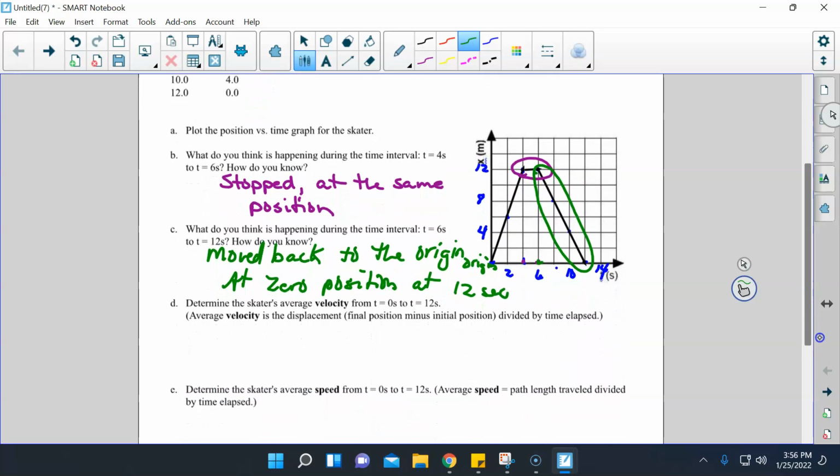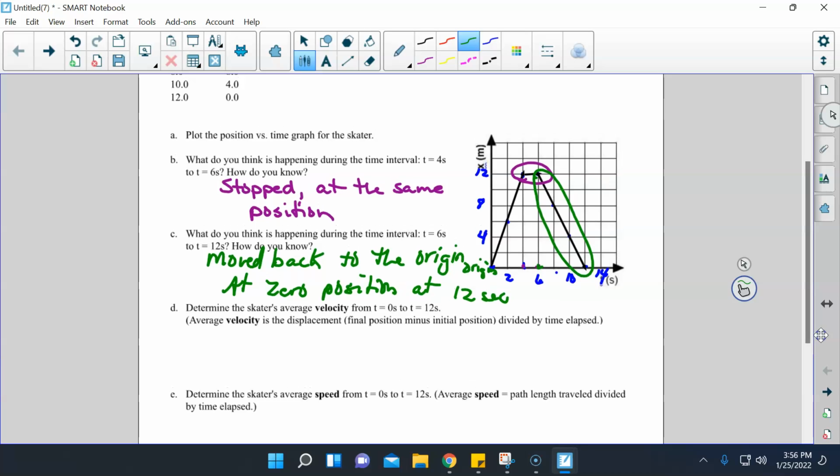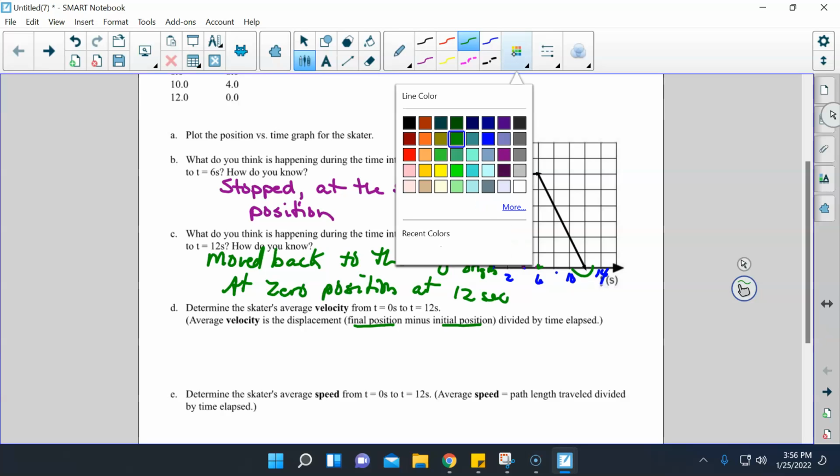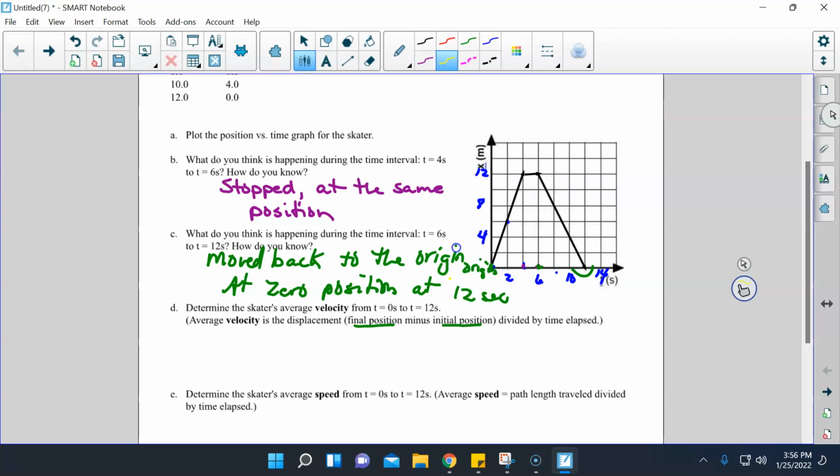Now, they want me to determine the skater's average velocity. Okay? Now, to do this, I'm going to take that off. When we do average velocity, we want to take the final position minus the initial position. Where am I? Right here at the beginning. At the beginning, it looks like I am right here at 0. At the end, I'm also at 0 meters, right? Because isn't this 0 right here, meters? I'm saying position. So my final position is 0 meters.